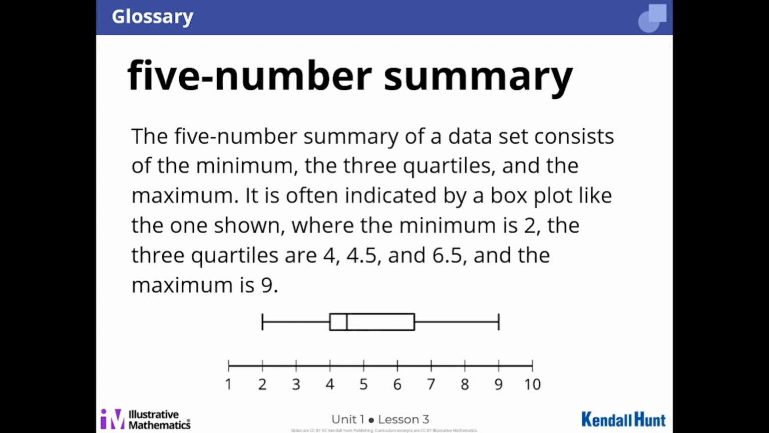Five-number summary. The five-number summary of a data set consists of the minimum, the three quartiles, meaning Q1, median, and Q3, and the maximum. It is often indicated by a box plot like the one shown, where the minimum is 2 over on the left. The three quartiles are 4, which is Q1 and makes the left side of the box, 4.5, which is the median and makes the line in the middle of the box, and 6.5, which is Q3 and makes up the right side of the box. And the maximum is 9, which is the far right line.